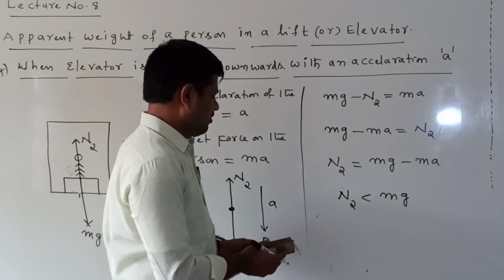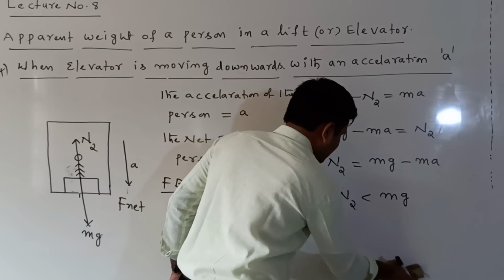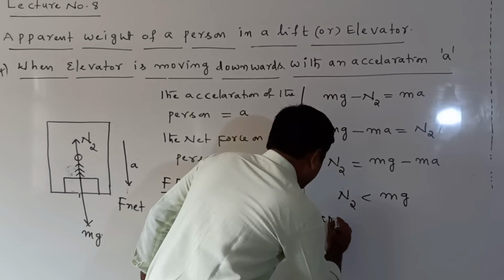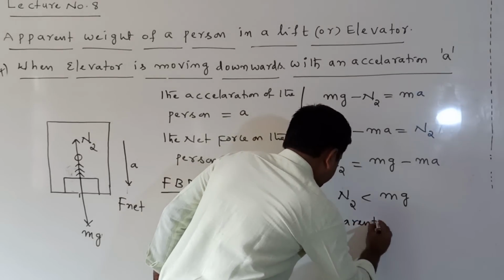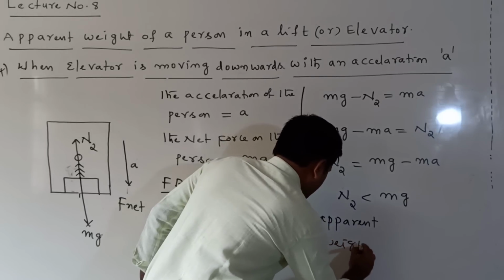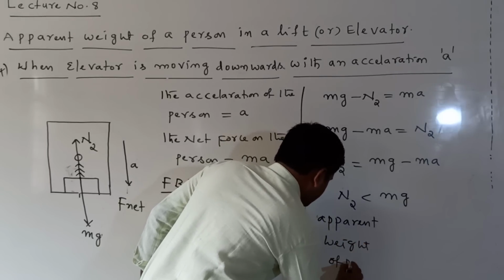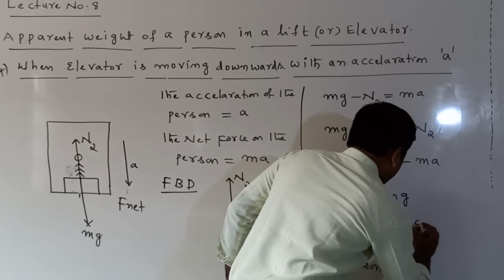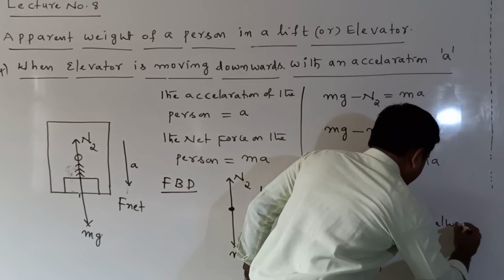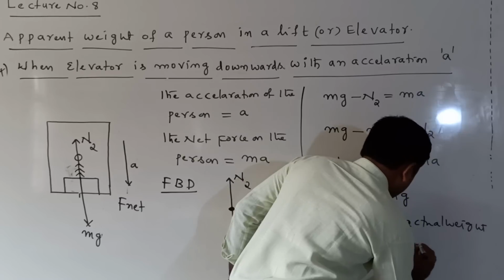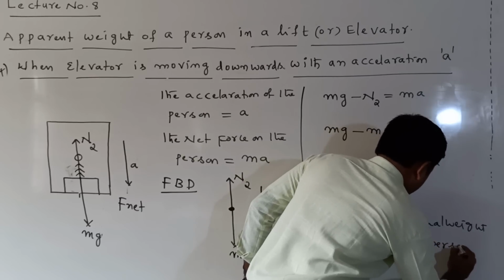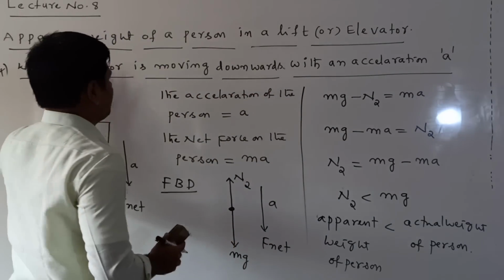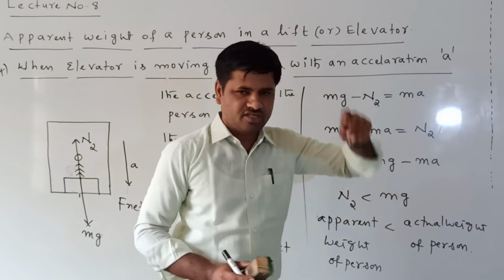We already know that the normal reaction N2 gives the apparent weight of the person. So the apparent weight of the person is smaller than the actual weight of the person. This is the fourth condition: when the elevator is moving downwards with an acceleration a.